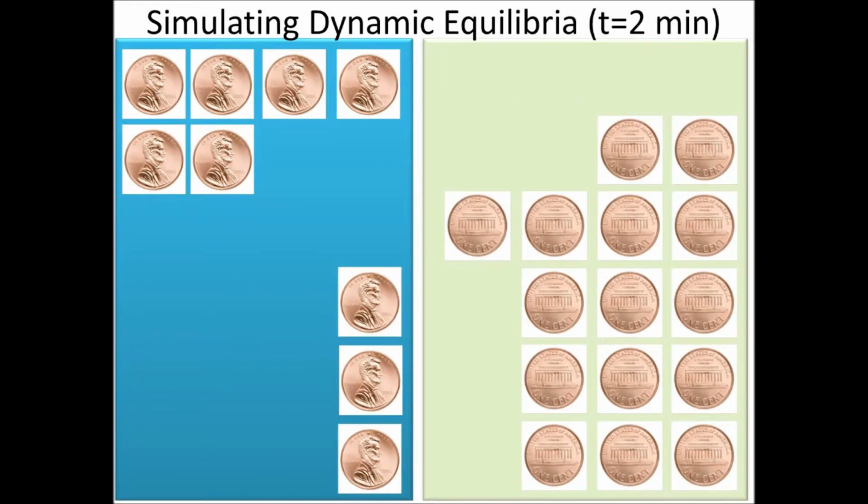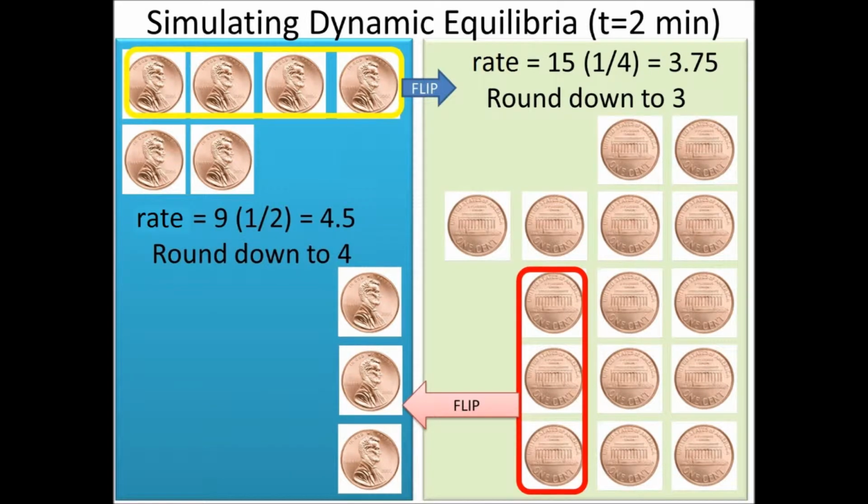Now we arrive at time equals 2 minutes, and we're going to go ahead and record that 9 pennies are heads up, or state A, and that 15 pennies are tails up, or in state B. During this time interval, we take the number of pennies in state A, that's 9, times the rate constant of the forward reaction, that's 1/2. So we see that there are 4.5 pennies that need to flip from heads to tails. We see that this number is not a whole number, and since we can't flip half a penny, we're just going to simplify this demonstration by always rounding down.